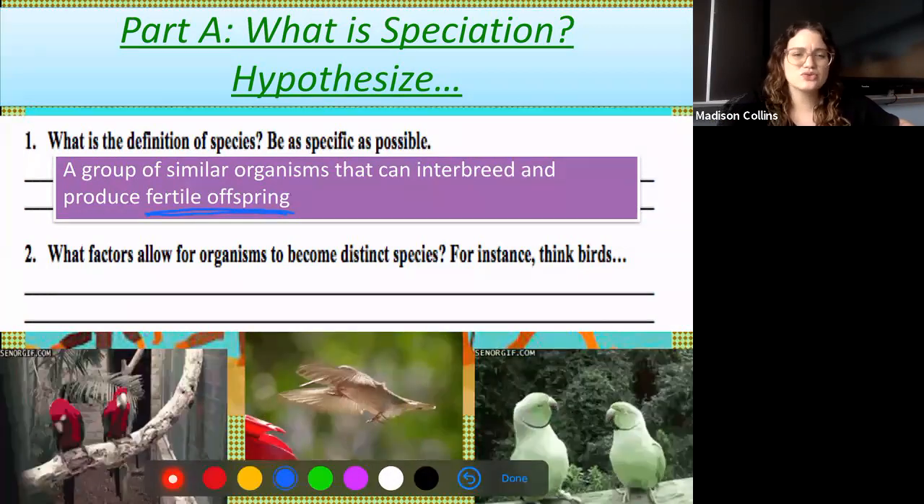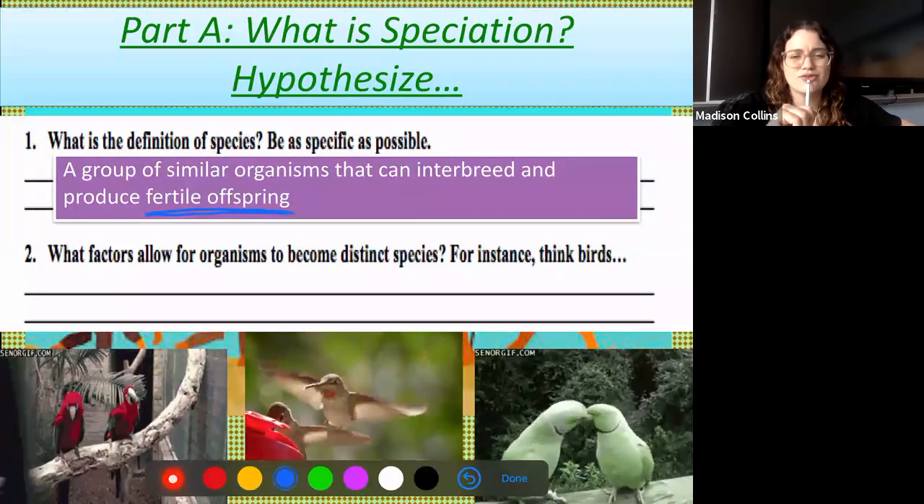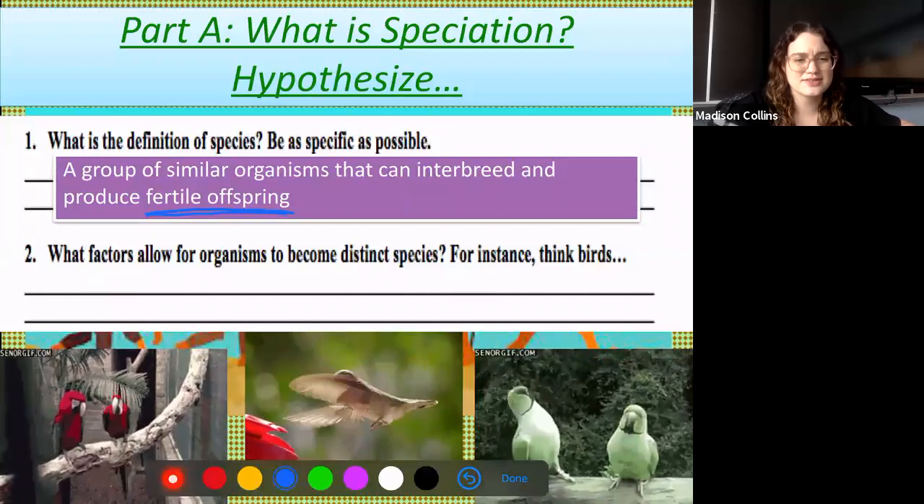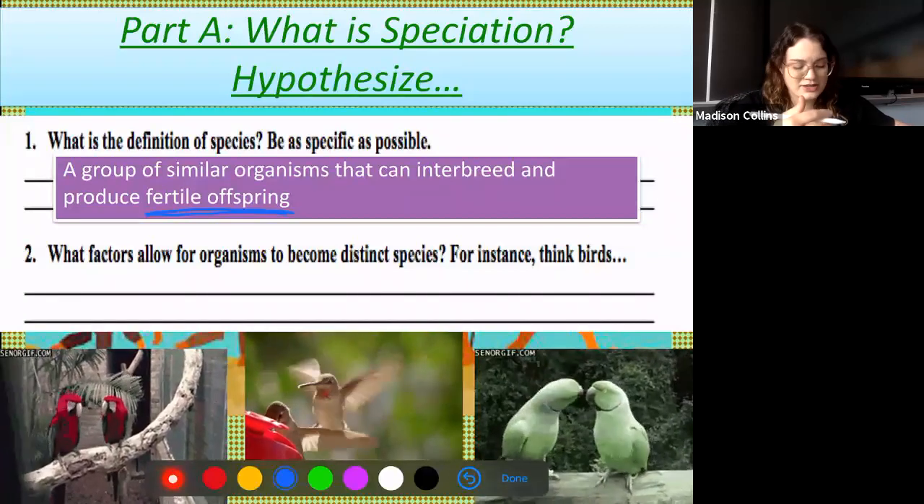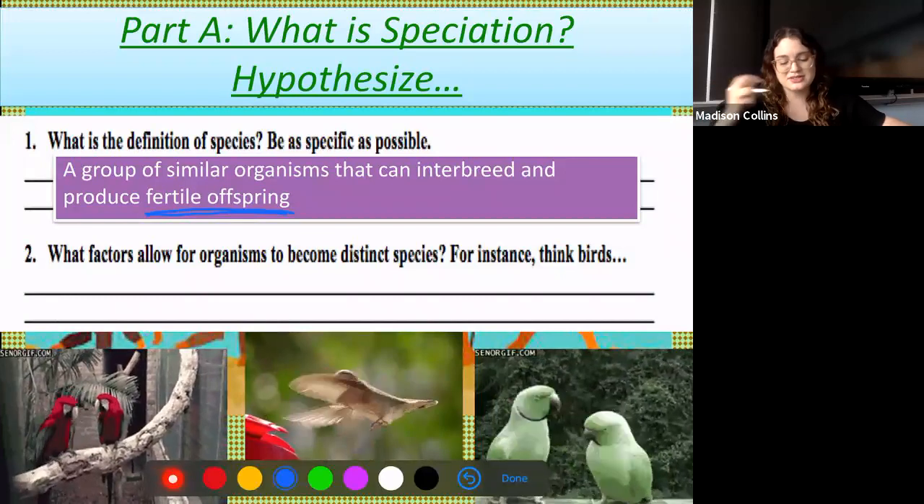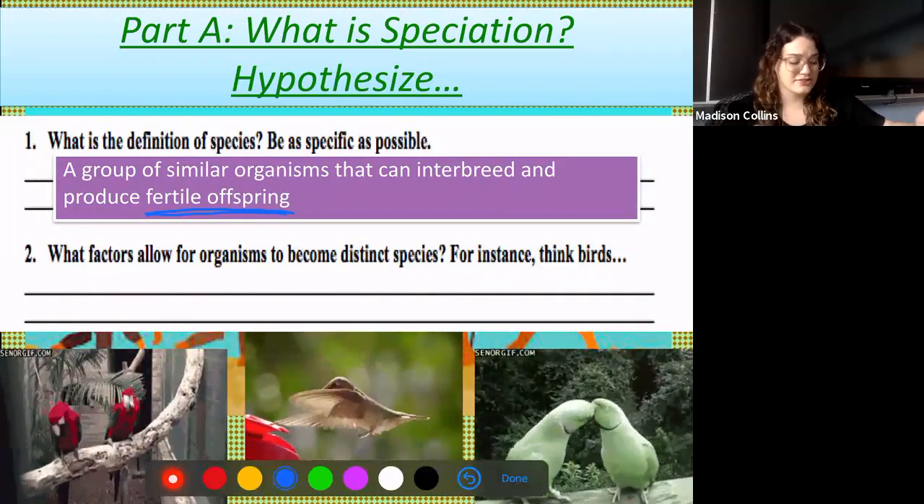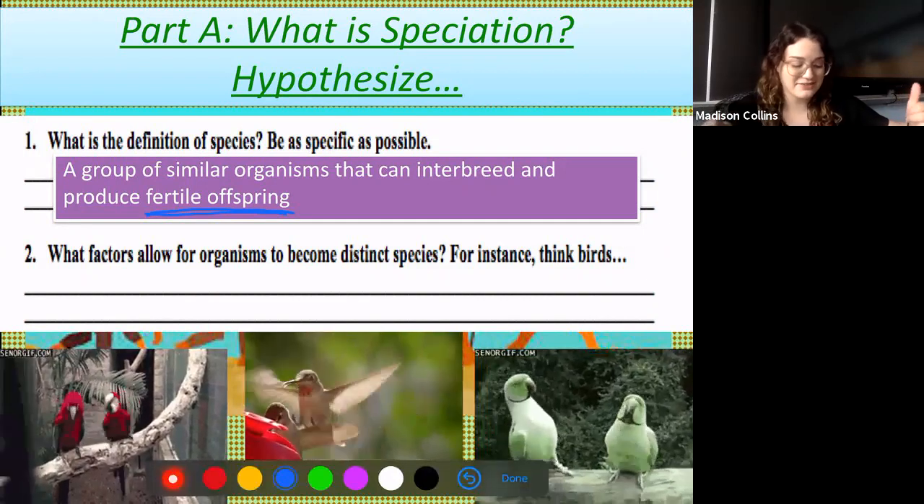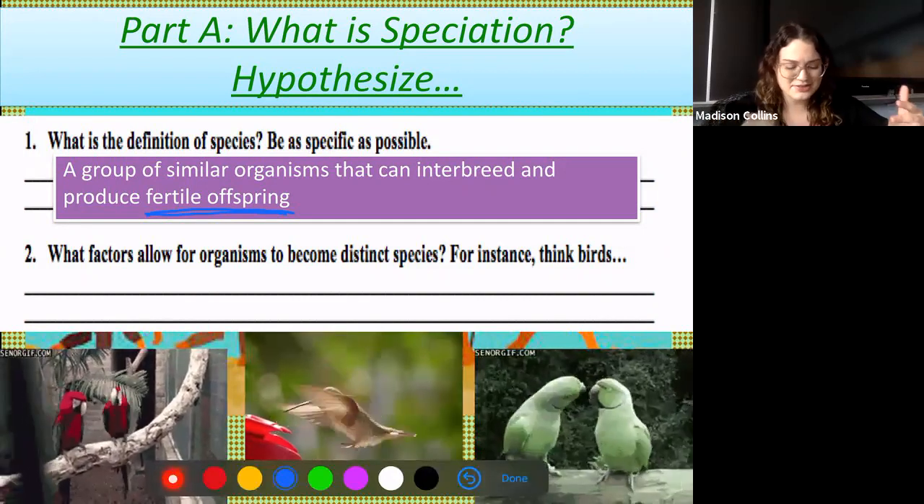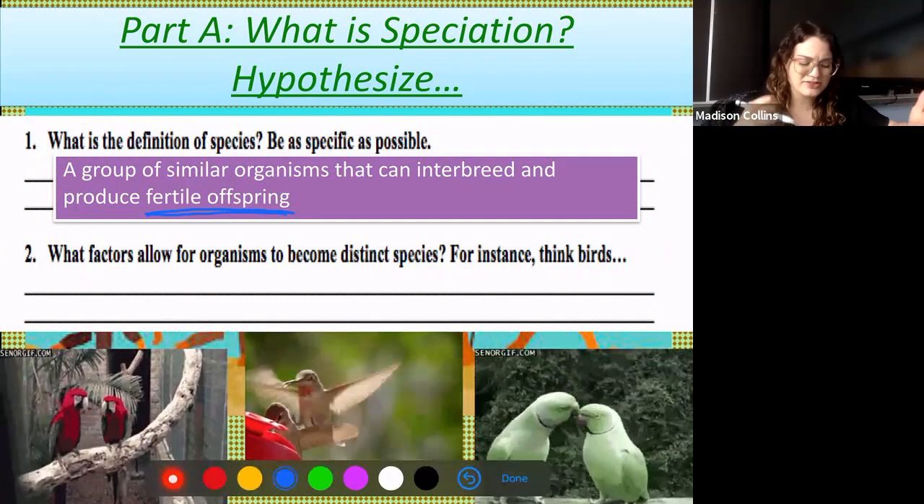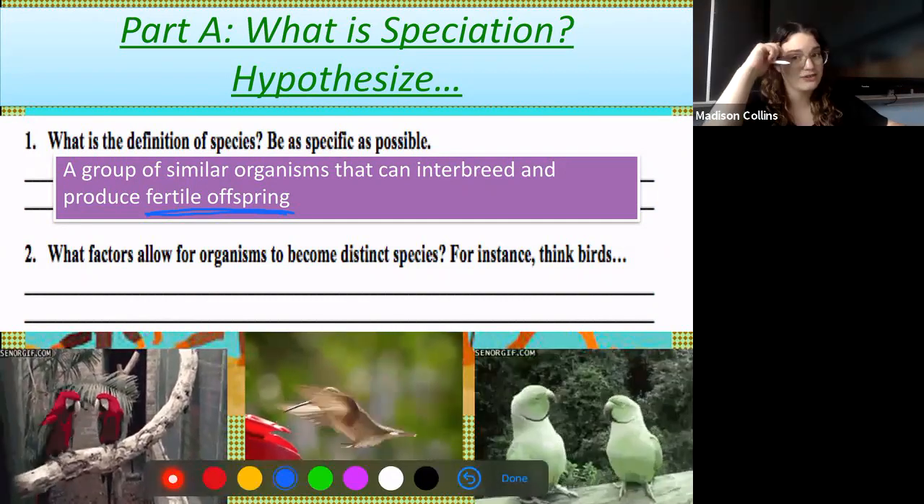But now, number 2, what factors actually allow for organisms to become different species? So look at these birds. We've got parrots, we've got hummingbirds, we've got lovebirds. What do we notice about them? Well, they've got different colors, they've got different beak sizes, they've got different wing sizes. There's a lot of differences, right? And you might also say they live in different environments.